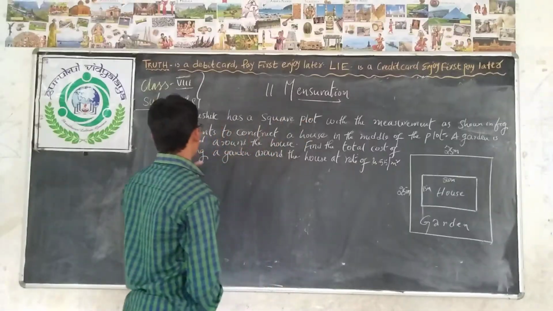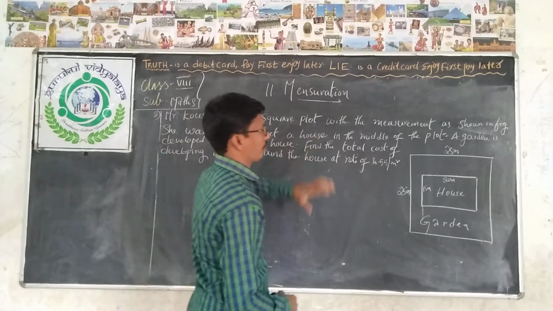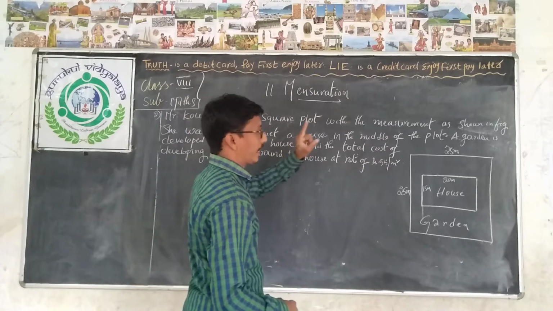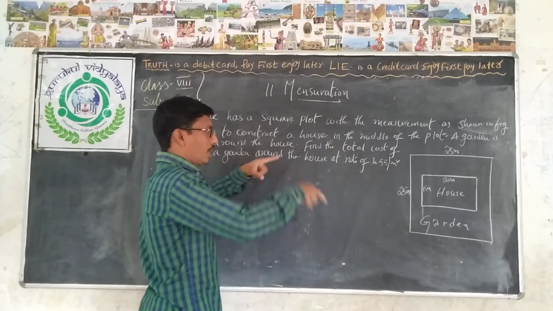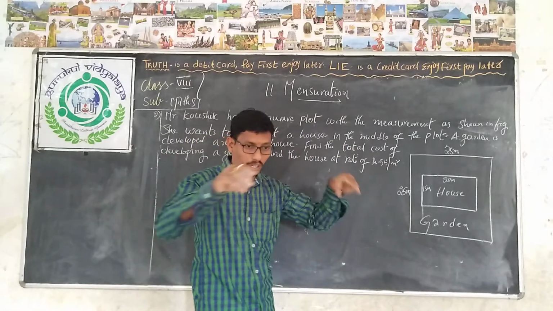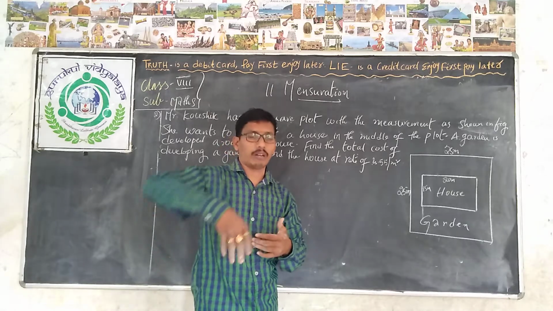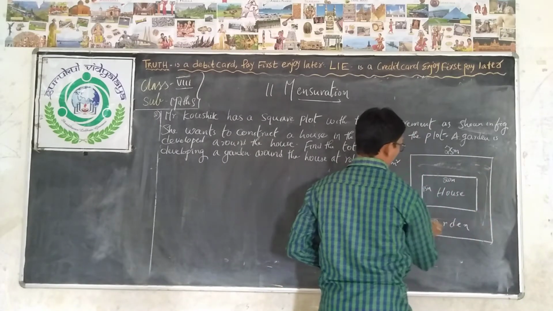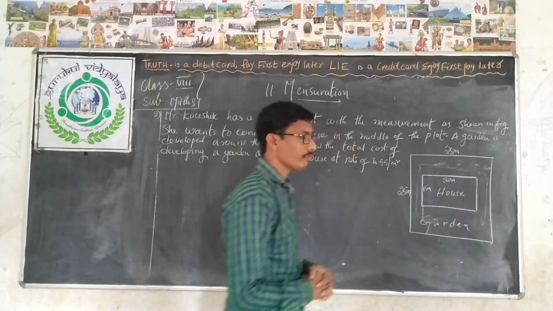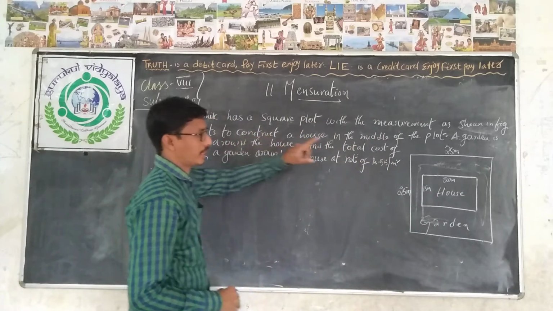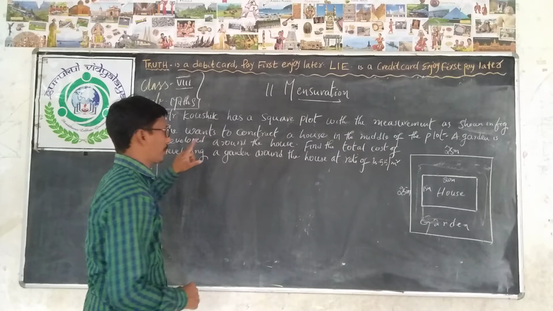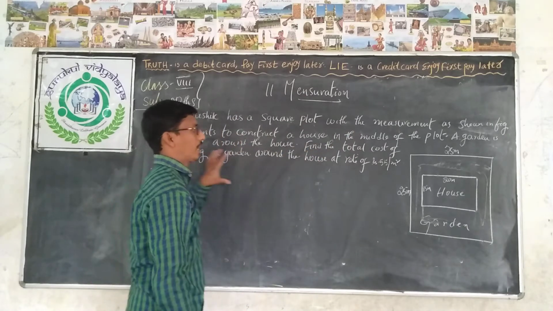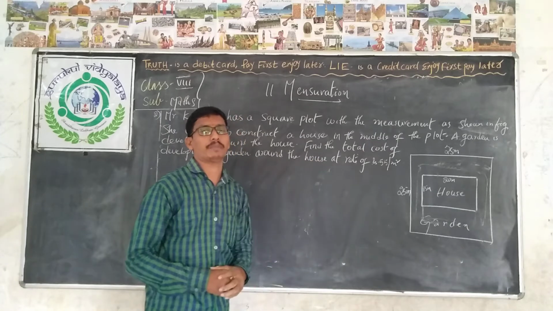So he wants to construct the house in the middle of the plot. A garden is developed around the house. In the plot, the house is there, and around the house he wants the garden. That means this whole area is considered as the garden. Find the total cost of developing a garden around the house at the rate of 55 per square meter.